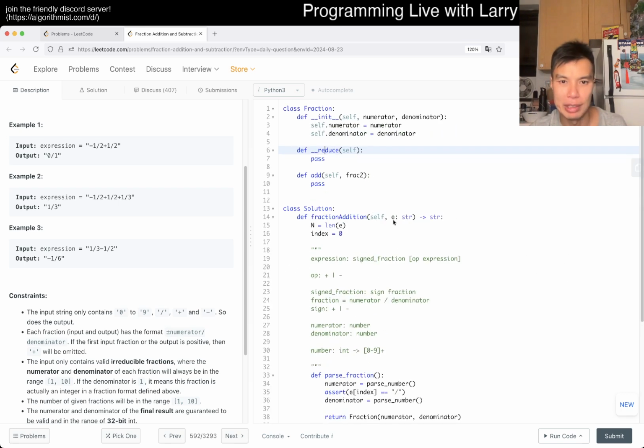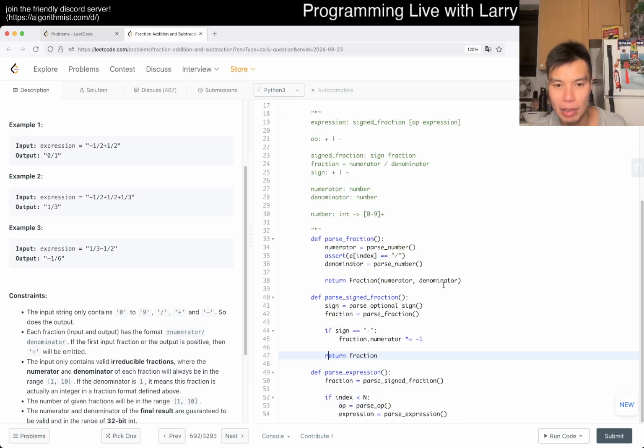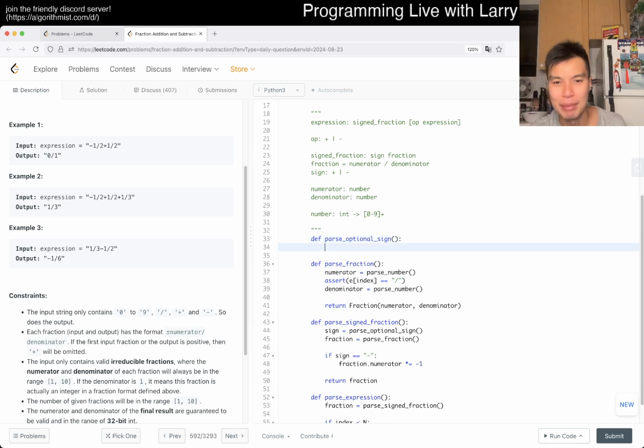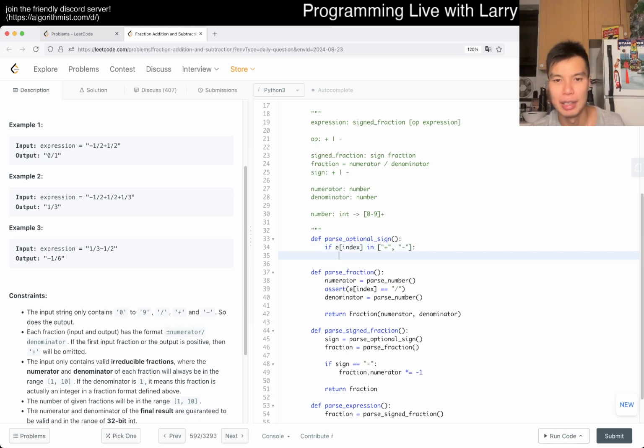But these are the things that we need for this one anyway, assuming that we have a signed. So the approach we're taking is that we assume everything is signed but we just add everything, right? So yeah. Okay, so I think I'm missing this one. Parse optional sign and parse number. I guess I forgot that one. So then if e of index is equal to it in, technically it can only be, no, I guess that's not true, but yeah, that's good.